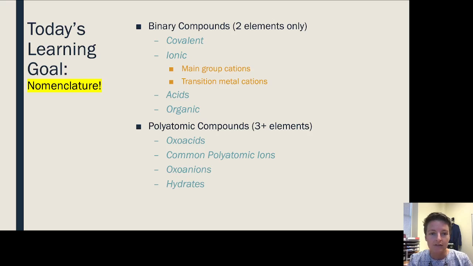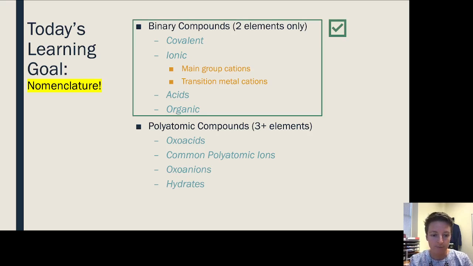All right, so that takes care of our discussion of binary compounds. And now we have an opportunity to start thinking about polyatomic compounds, compounds that have 3 or more elements. And what we're going to talk about next are a couple of common use cases for these polyatomic compounds. We'll talk through oxoacids, common polyatomic ions that you should expect to see and will unfortunately have to memorize, and then we'll talk about oxoanions and hydrates. So let's get started on that subject.